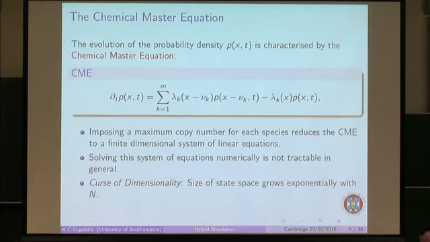Some people have tried to solve this directly, for example by imposing a maximum copy number for each species, giving a finite system of linear equations to solve. But in general this is not tractable, and you have the so-called curse of dimensionality, because the size of the available state space grows exponentially with n, where n is the number of chemical species.